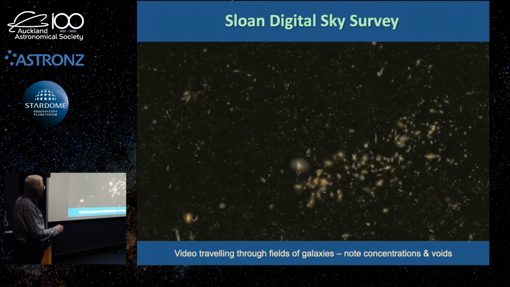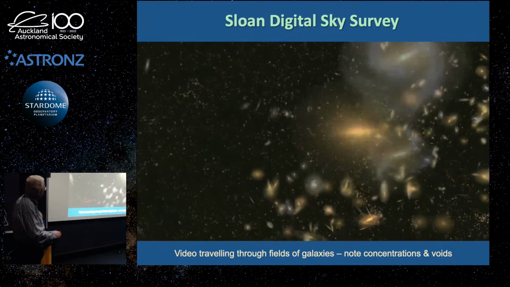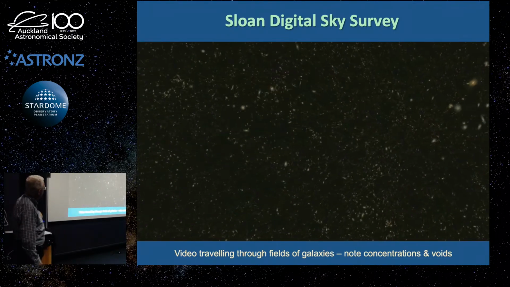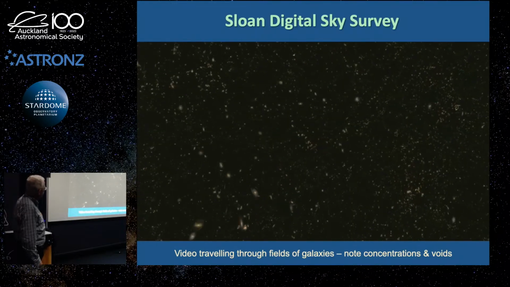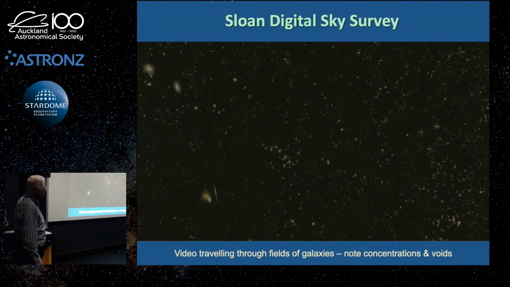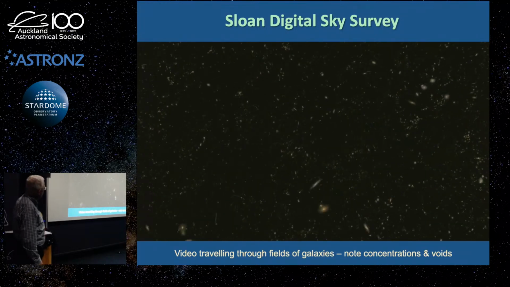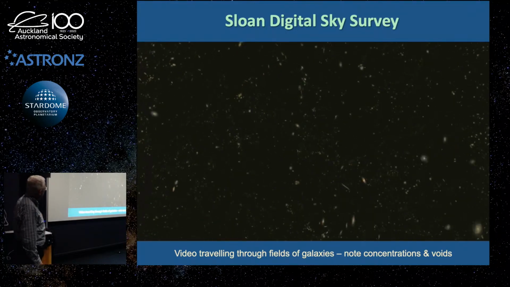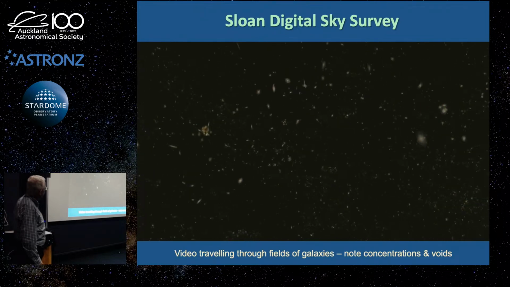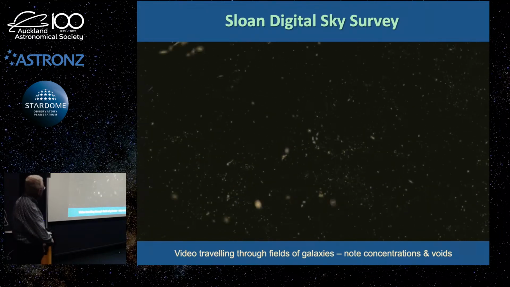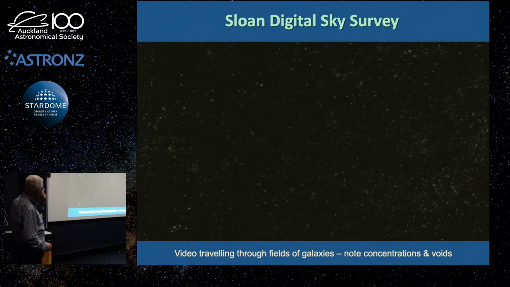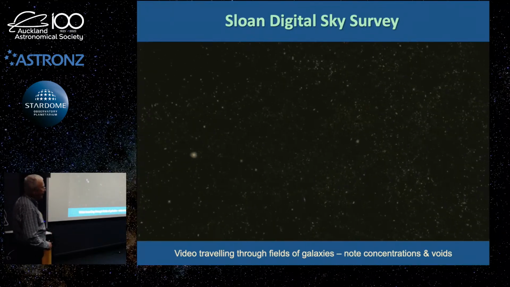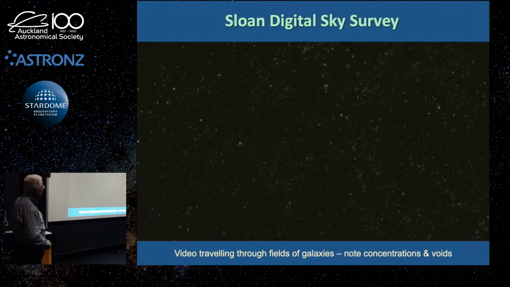You can see there's all your voids here. Like here's a nice sheet filament of galaxy clusters. So that's real data. You can sort of make it out there, can't you? It looks like a web. I could sit and watch that all night. It's pretty cool.